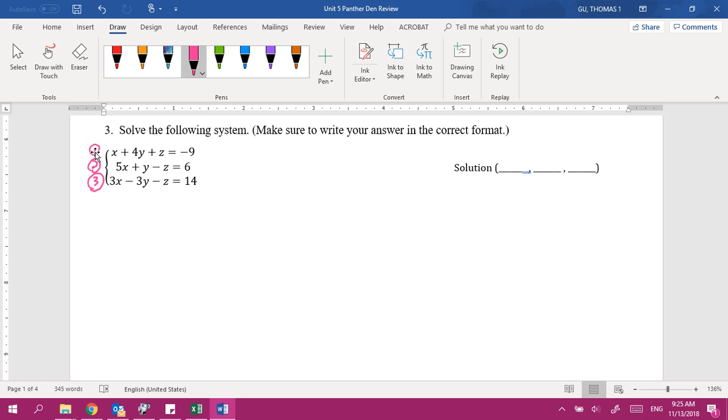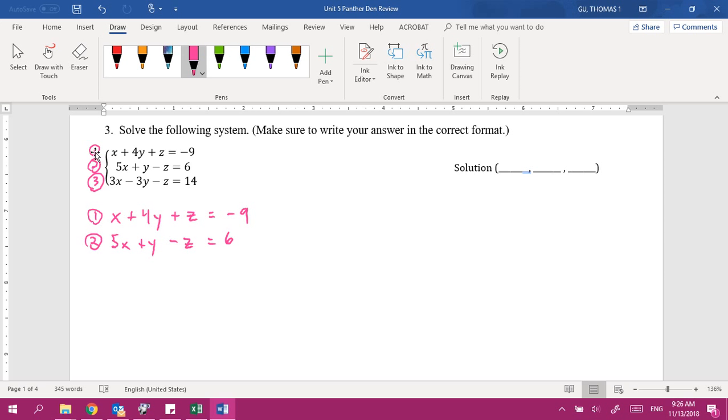Right, because there's no numbers in front of it, and then you see the negative and the positive between the equations. So you want to pair them up to where you have a positive and a negative, right? So what's one pair I could use? 1 and 2. So equation 1 was x plus 4y plus z equals negative 9. And equation 2 was 5x plus y minus z equals 6.